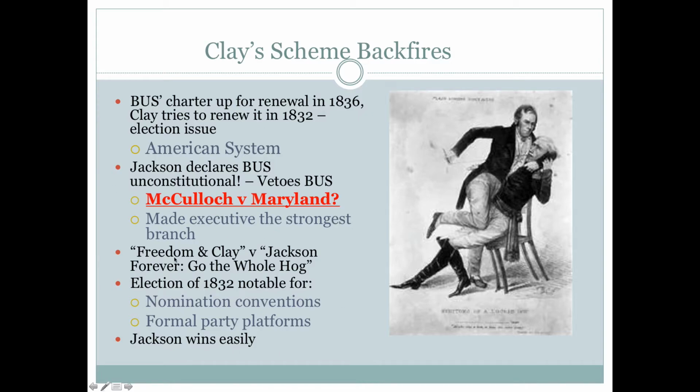And here's some things that are interesting of the election of 1832: first nomination conventions, formal party platforms. These are things I'll talk about in class. You can look that up in the textbook, though. But Jackson destroys Clay in this election. I mean, just humiliates him. And, good old Clay, Clay should have been like, well, I lost once and I've lost twice, maybe I shouldn't be president. But guess what? Later on, in a few weeks, we're going to talk about Clay running a third time.